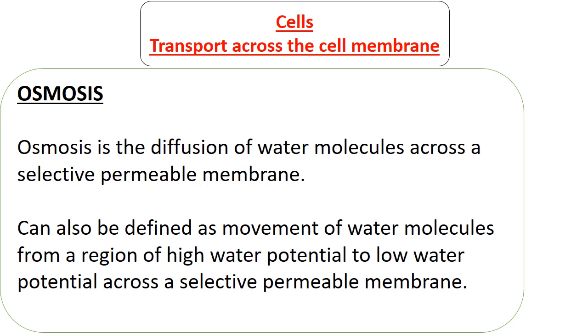So the main difference between diffusion and osmosis is osmosis involves water only, and also it has to do with the movement across a selective permeable membrane. Remember, a selective permeable membrane chooses what passes through it. Then this other definition that I've just indicated here has got the word water potential. Let me just read it again. Osmosis is the movement of water molecules from a region of high water potential to low water potential across a selective permeable membrane. So the question is, what is water potential?